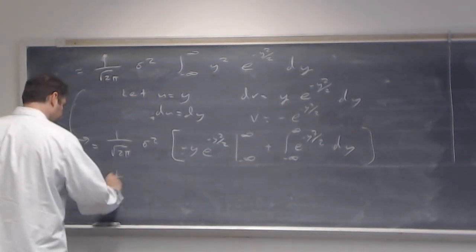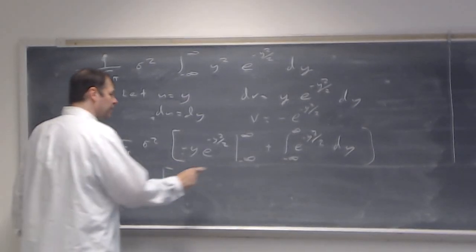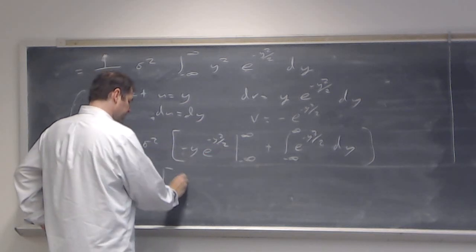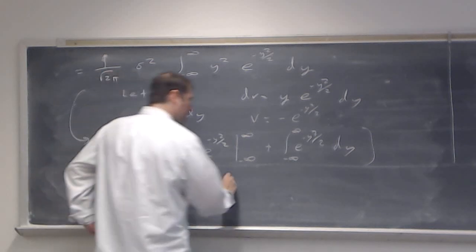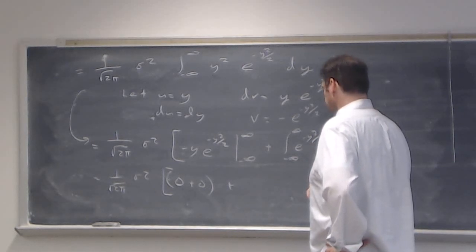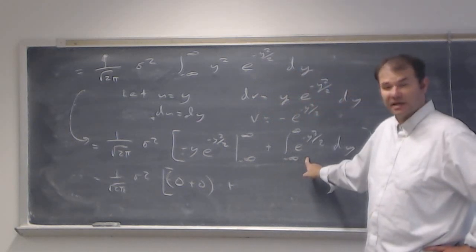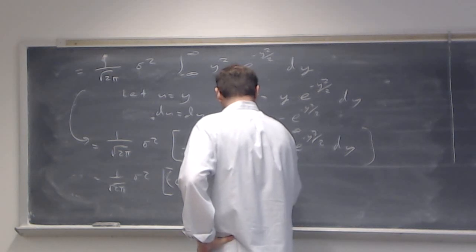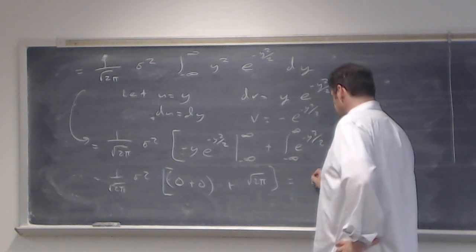This is equal to 1 over the square root of 2 pi, sigma squared. Here, you have to use L'Hopital's rule in both situations, but if you do, you'll get 0 minus 0 plus, here, what this is equal to, we've done this before in the very first thing we did today. This is equal to, I think, the square root of 2 pi. That's what this is. And so when you multiply this out, you just get sigma squared.